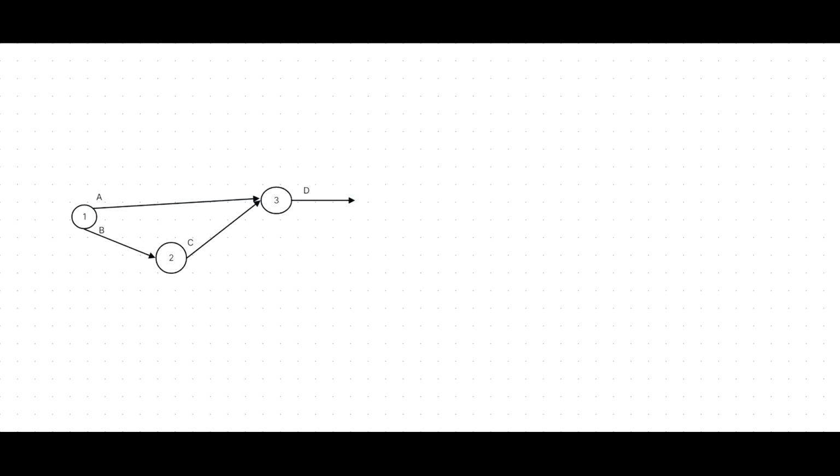Then we should draw another circle as a fourth event. This represents completing the entire project. Now you can see one starting point, event number 1, and one finishing point, event number 4. That's the way you should draw the network diagram according to the given information. A none, B none. For C, we should complete B. For D, we should complete A and C both.